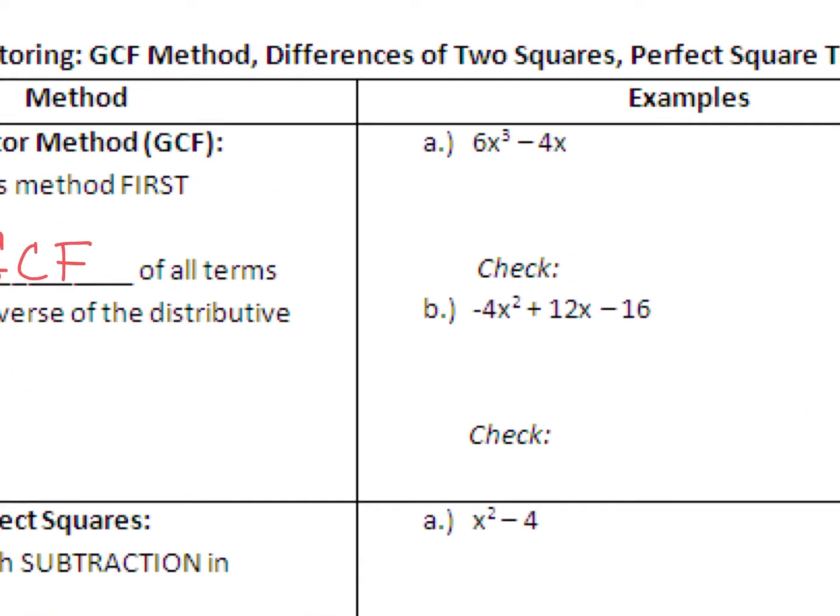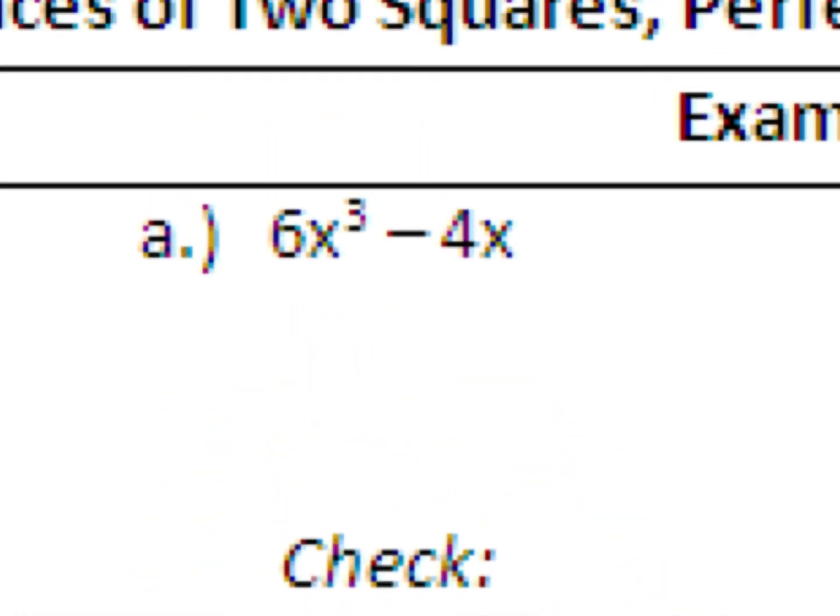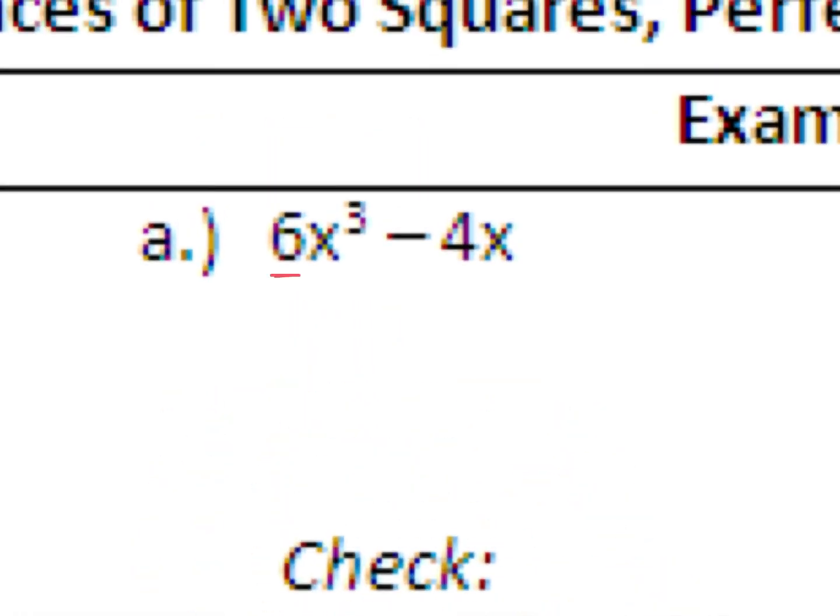Okay, so in part A, you got 6x to the third minus 4x. Any takers on what that GCF would be there? Good, Seamus, get it. 2x. Nice. So I'm thinking that you looked at the 6 and the 4 and noticed that the greatest common factor of those was 2. They're both even. 2 is the largest number that goes into 4 and 6. And then you also just chose 1x.